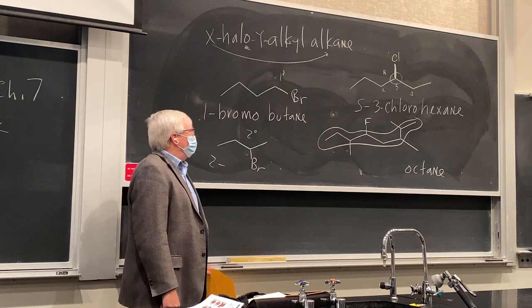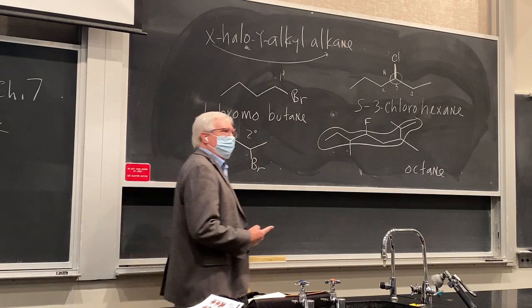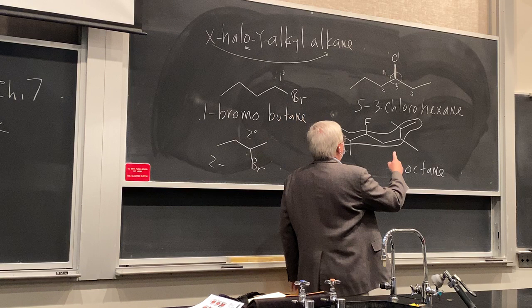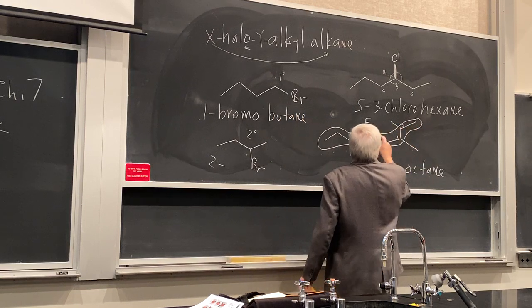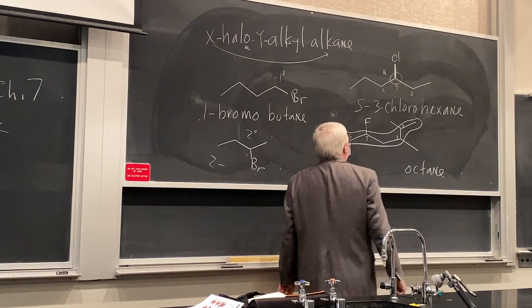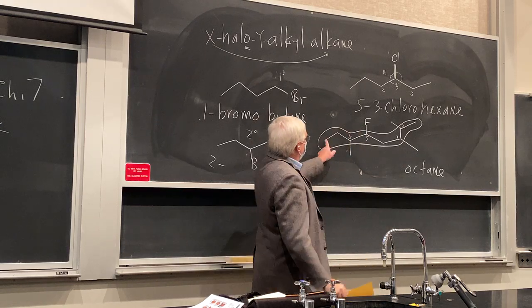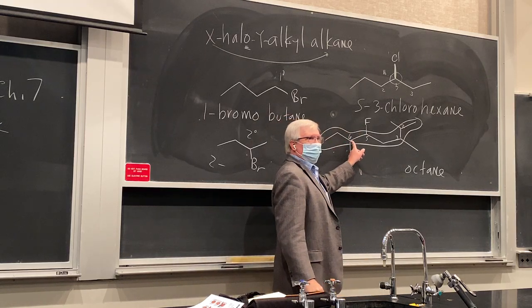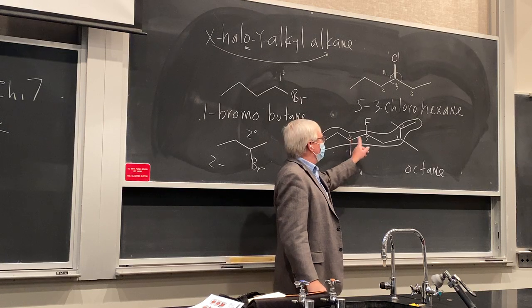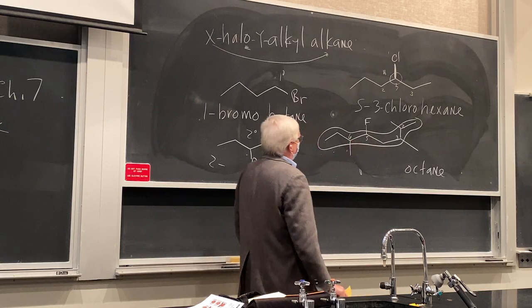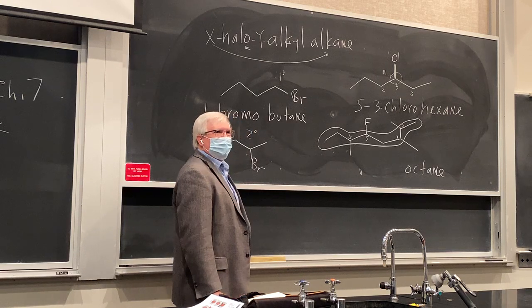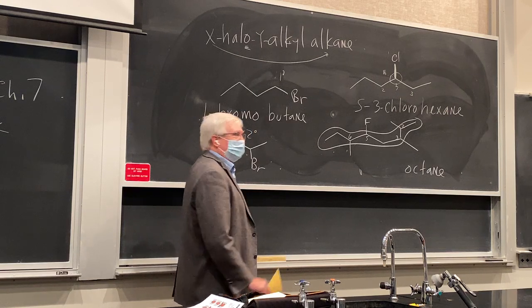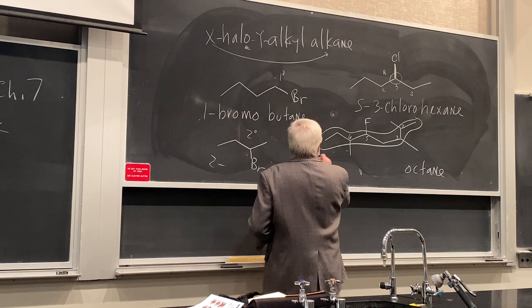So what do we do? First thing we got to do is number it, right? The lowest possible numbering, starting from the end. So 1, 2, 3, 4, 5, 6. Does that look right? If we started over here, it'd be a 3, and that would be wrong. It'd be too high compared to the 2 side. So alphabetizing now. Which comes first in the alphabet? Fluoro. So it's 5 fluoro.